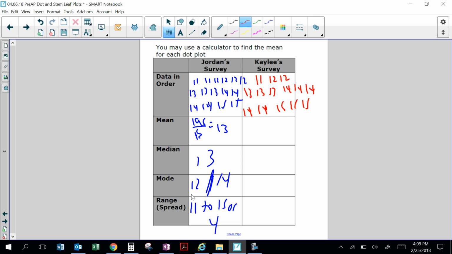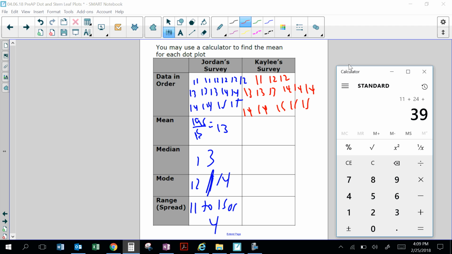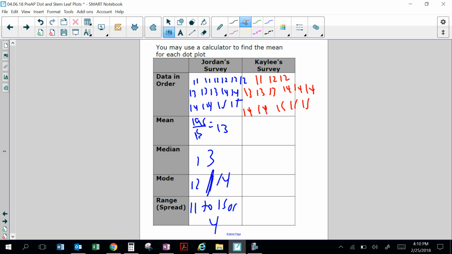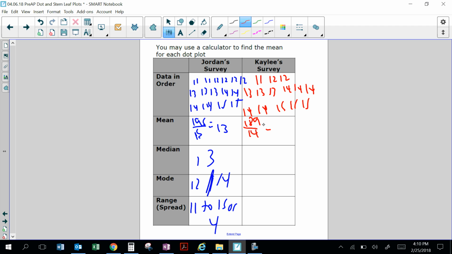Let's get my calculator. I'm not going to add this by hand. 11, 24, 39, then 14, 14, 14, I don't know what it is. I'll just say 28, 14, 28, and 15. 3 times 15 is 45. So it adds up to 189, divided by 14 people, because there are 14 people in the survey, so it's 13.5. So in Kaylee's survey, they are older by half a year.